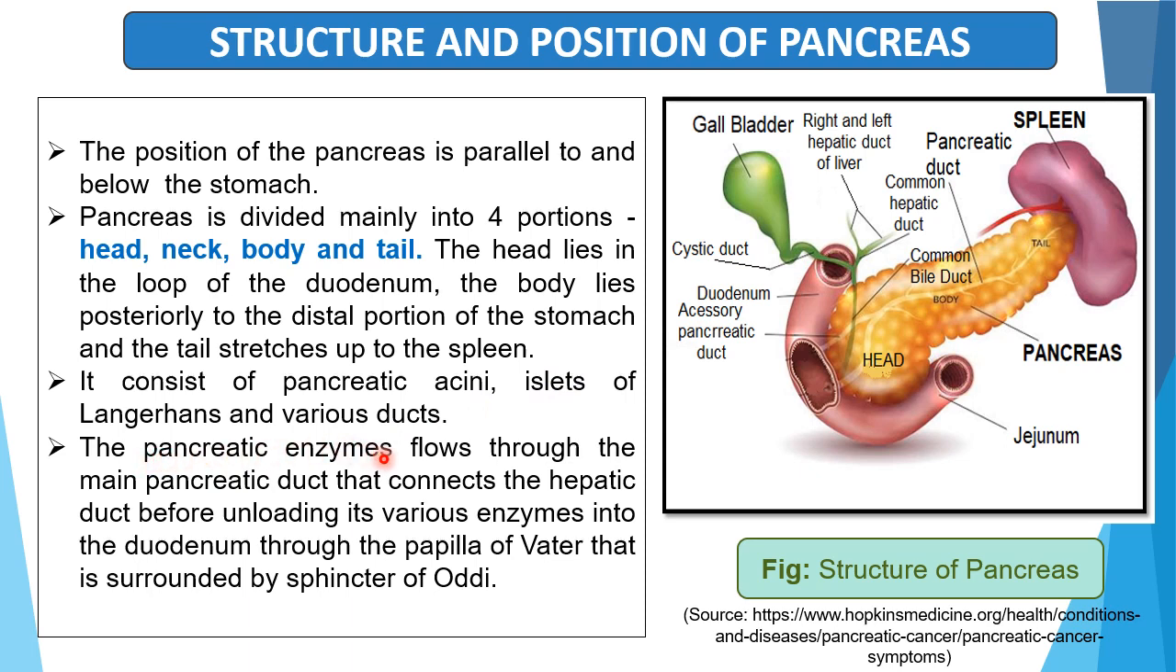The pancreatic enzymes flow through the main pancreatic duct that connects the hepatic duct before unloading its various enzymes into the duodenum through the papilla of Vater. The papilla of Vater is the point where the junction of the pancreatic and bile duct enters the duodenum, that is surrounded by the sphincter of Oddi, which controls the flow of the digestive juices.